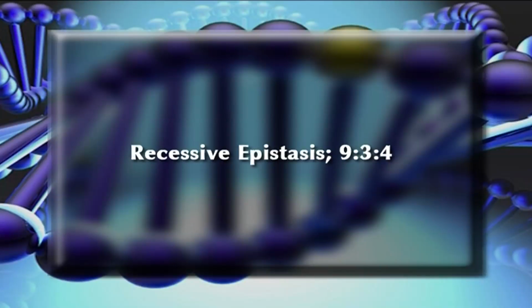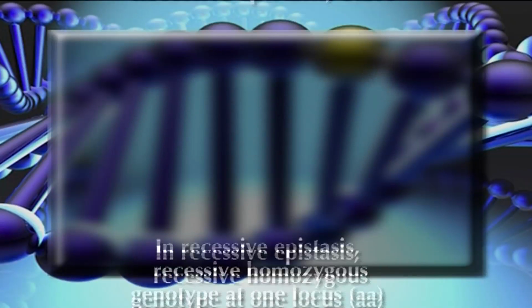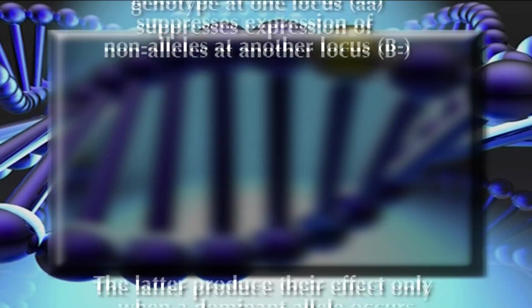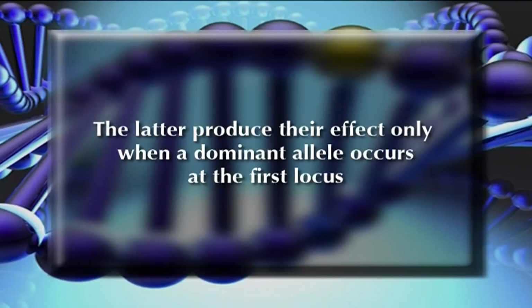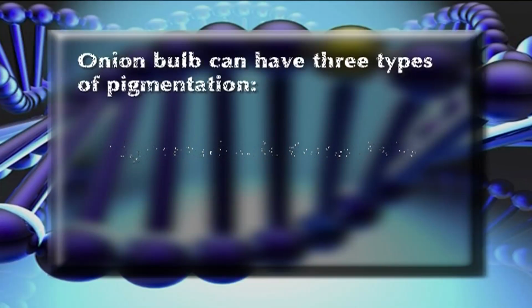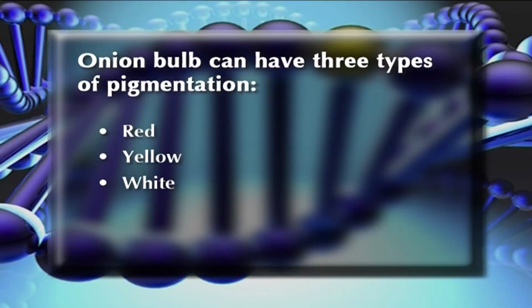Number 2 is recessive epistasis. In recessive epistasis, a recessive homozygous genotype at one locus suppresses the expression of non-alleles at another locus. The latter can produce their effect only when a dominant allele occurs at the first locus. Pigmentation in onion bulb. Onion bulb can have 3 types of pigmentation: red, yellow and white.